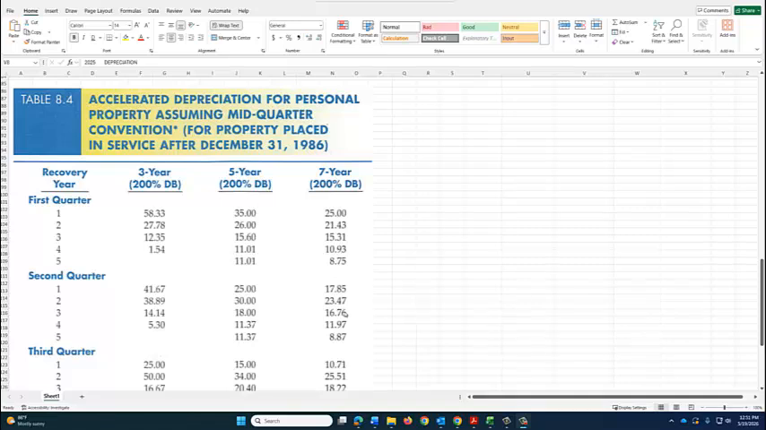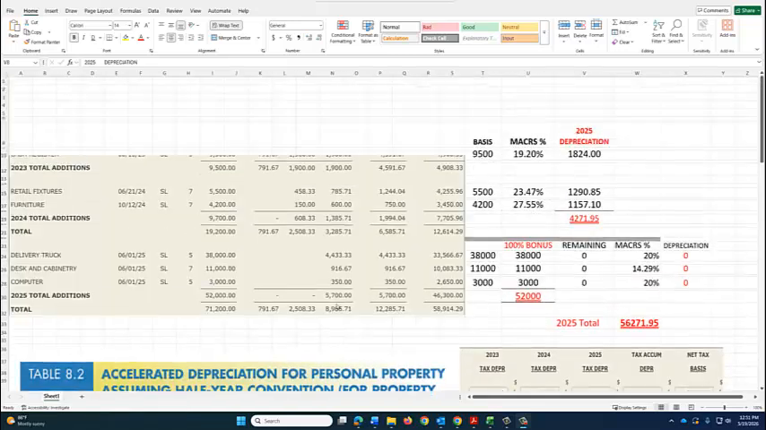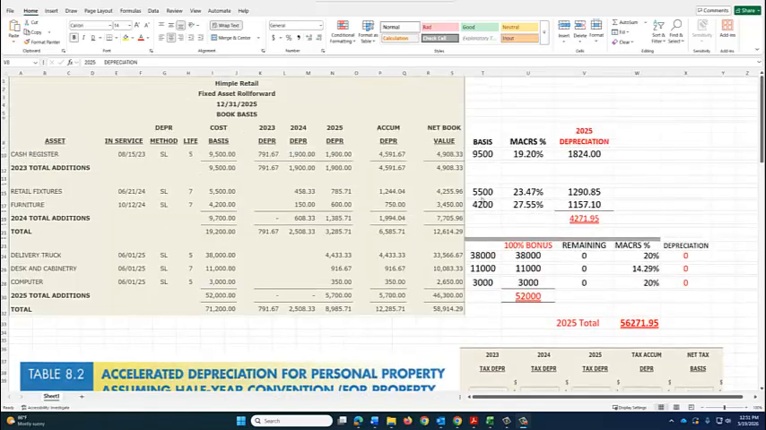And this is going to be for year 2 because they were purchased in 2024, that's year 1, and then this is year 2, 2025. So the percentage is 23.47% for the retail fixtures. So if we take the basis times the percentage, we'll get $1,290.85.